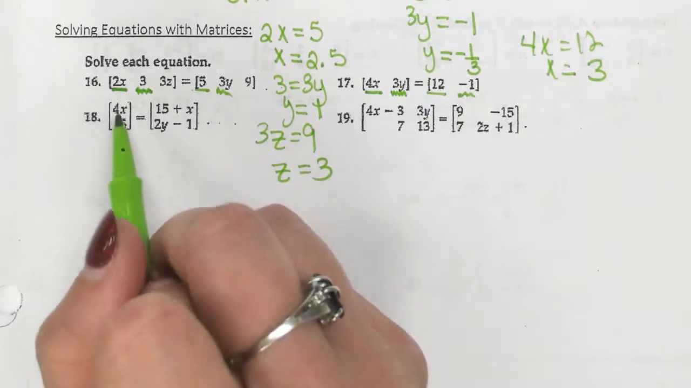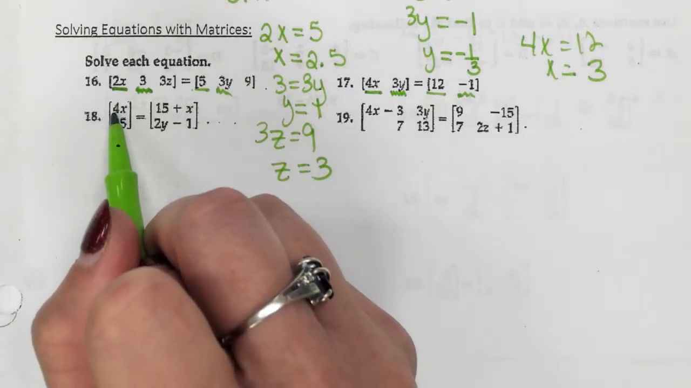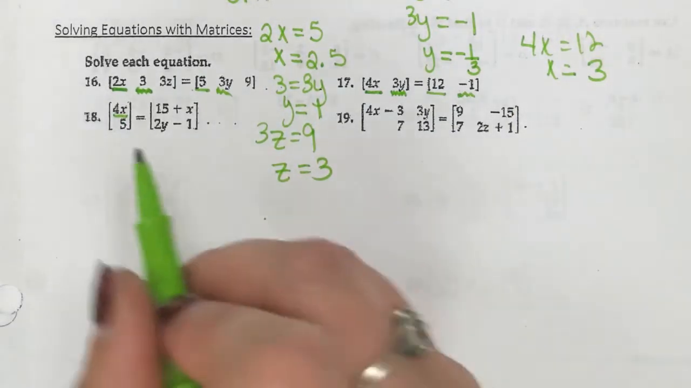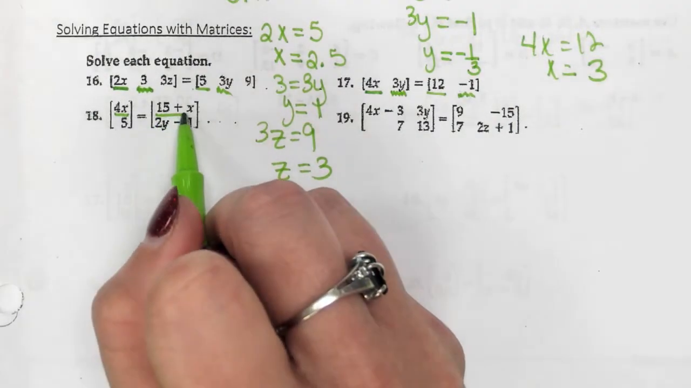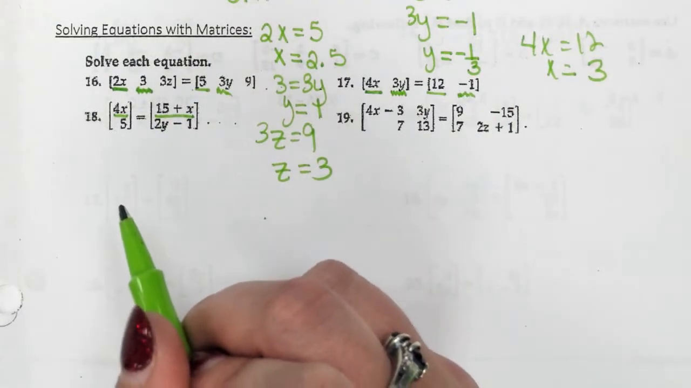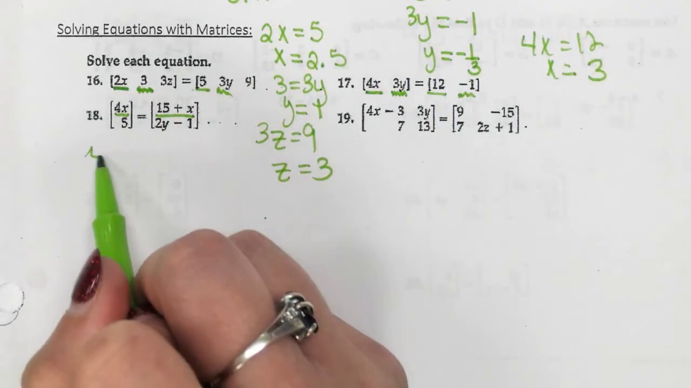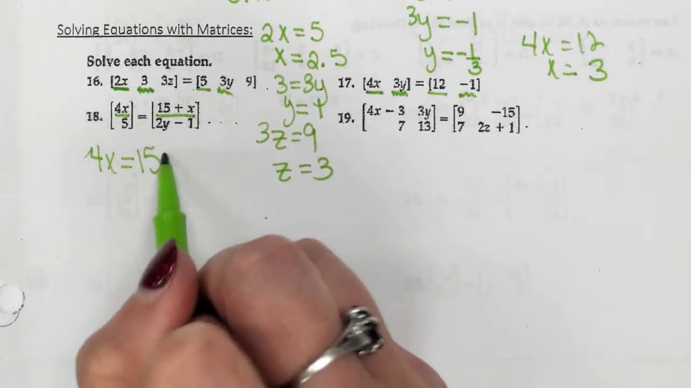All right, here we go. Now, this one's a little bit different. 4x is equal to what? 15 plus x. Do you see the difference between how those two are together and how this one over here isn't? Yes. Okay. So we have 4x is equal to 15 plus x.